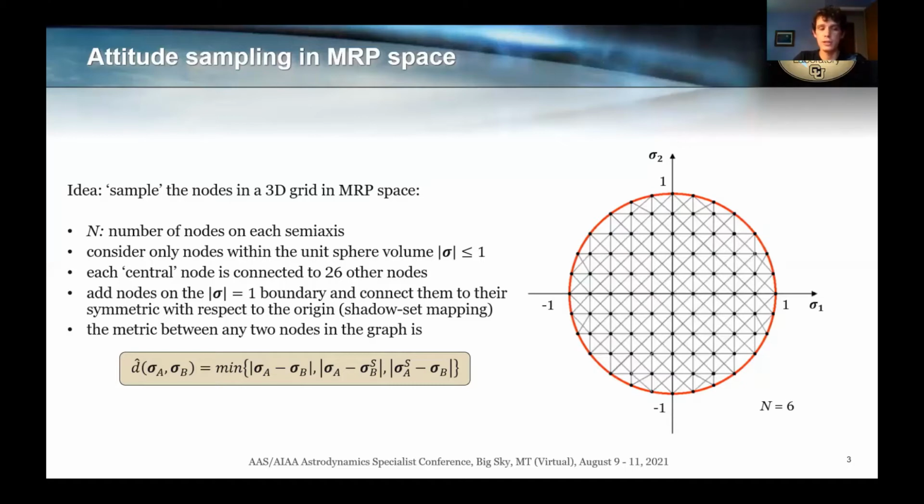We need to define a metric d hat in this attitude representation, which is the minimum between the Cartesian distance between two MRP sets and the Cartesian distance between one MRP set and the shadow set of the other one. And this is done to account for shadow set mapping, which is a property of MRP representation.